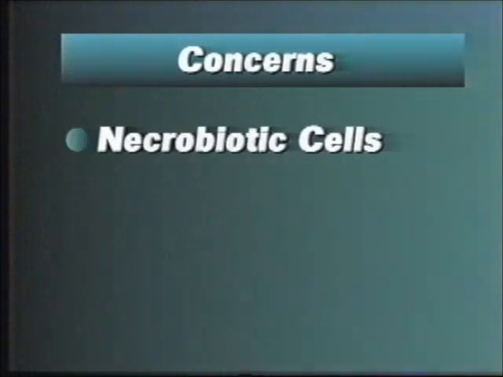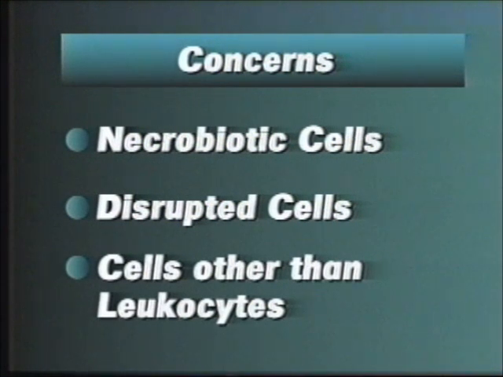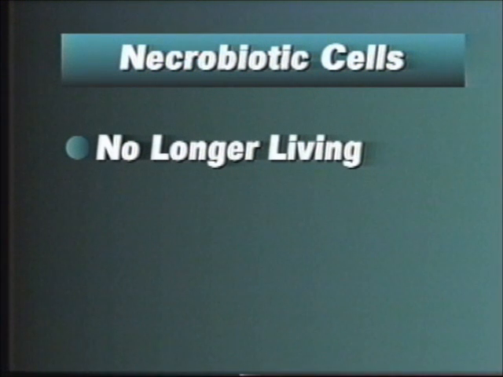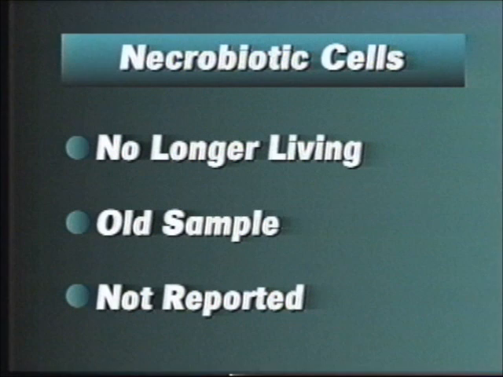We now need to talk about some other structures which may be seen while doing a differential. These may cause inaccuracies. These concerns are necrobiotic cells, disrupted cells, and cells other than leukocytes. The first of these is necrobiotic cells. These are cells which no longer are living cells. The most frequent cause of these cells being present is that the sample was old or the slide wasn't made right away. These cells cannot be reported since they are not identifiable.